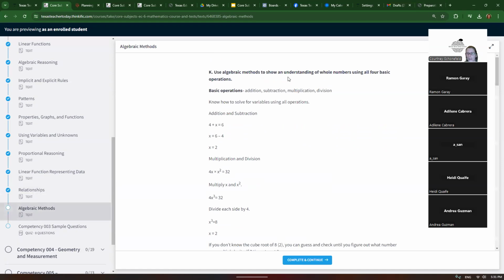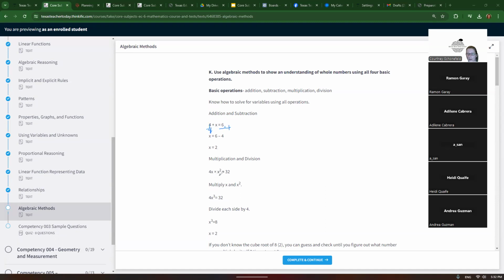Use algebraic methods to show an understanding of whole numbers using all 4 operations: addition, subtraction, multiplication, division, right? So you know how to solve for variables using all operations. 4 plus x equals 6. So then all we have to do here is take away the 4, right? So minus 4, right? So x equals 6 minus 4, x equals 2.